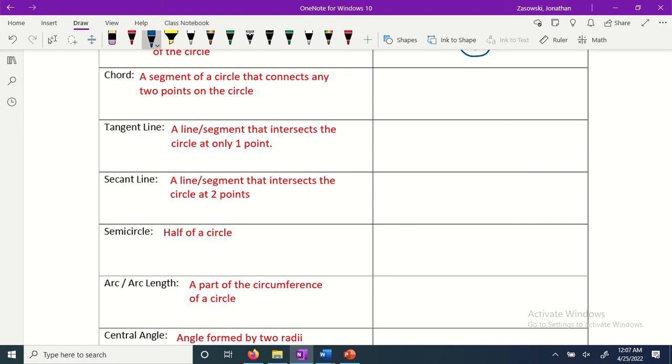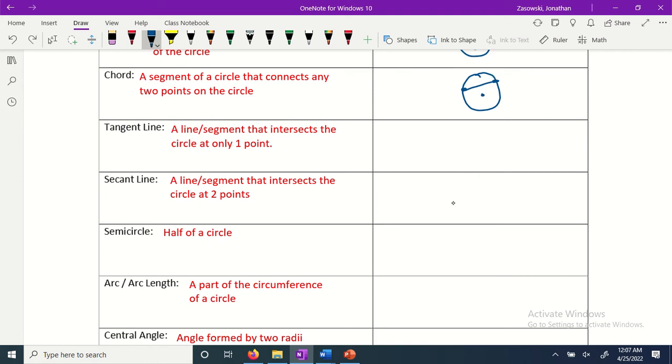Okay, so a chord is, once again, a segment that connects any 2 points on the circle. So if you have 2 points on the circle and we connect them with a line, that is going to be a chord. A chord can also be a diameter because it just connects 2 points on the circle, and happens to go through the center. And one thing we'll talk about a little bit later on is as you get further away from the center, the chords are going to get smaller and smaller. Close to the center, they get larger and larger.